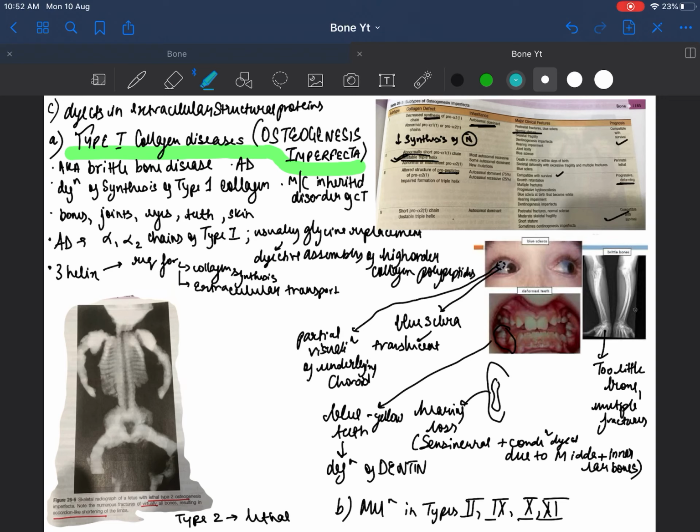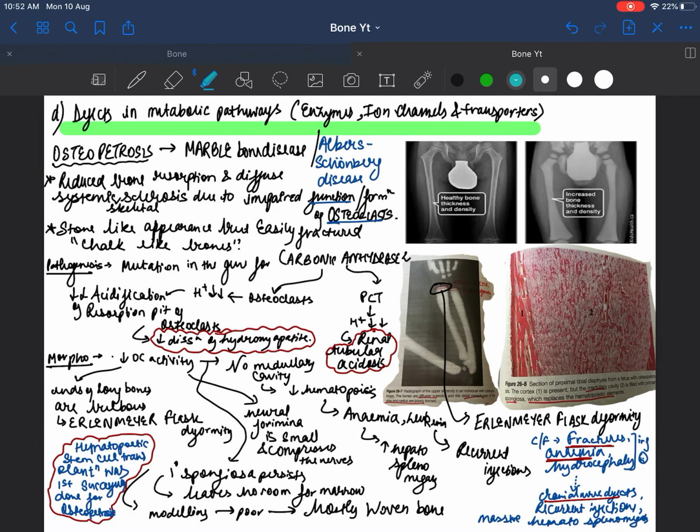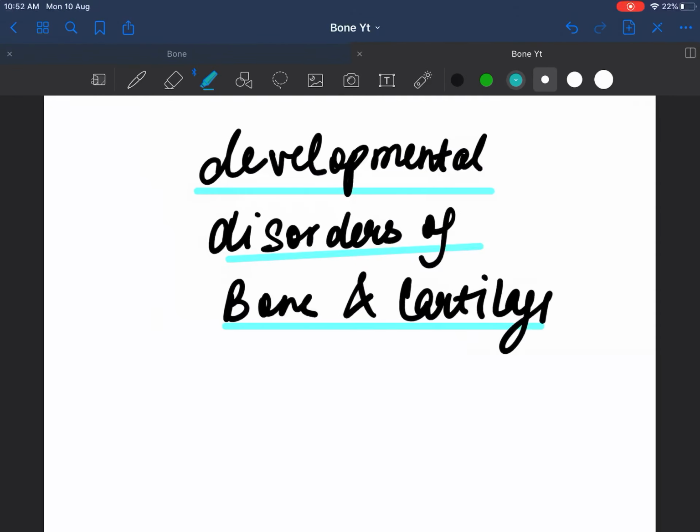There can also be defects in the extracellular structural proteins, like we discussed, the type 1 collagen. The type 1 collagen is secreted by the osteoblast cells, so there can be some problem in this collagen. And we can also have defects in the metabolic pathways, which include the enzymes, the ion channels, and the transporters. So the different defects will lead to different kinds of clinical manifestations and different kinds of diseases.